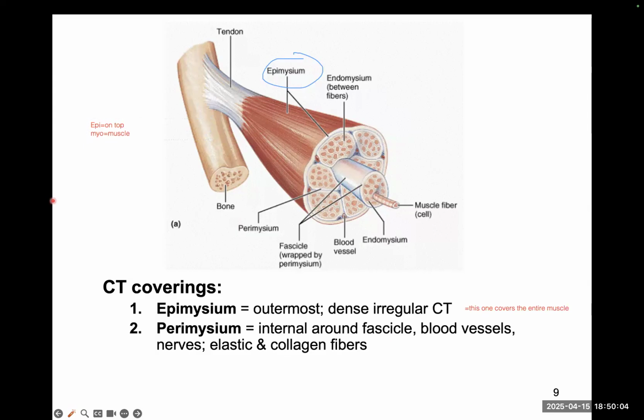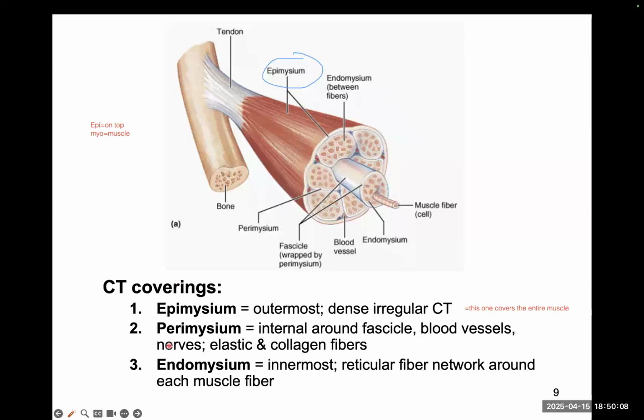And then the third one we have here is at the microscopic level. It's called endomysium. Once you have your fascicle, you pull out a single muscle fiber, and the endomysium is found around a single muscle fiber. That's this one here. Endomysium is the innermost layer, and endo means inside, or inner. It's on a single muscle fiber.